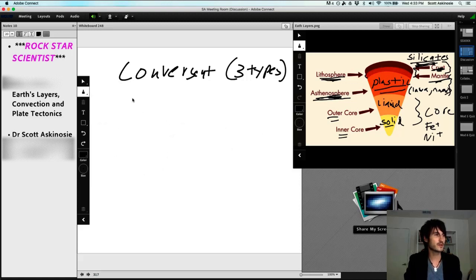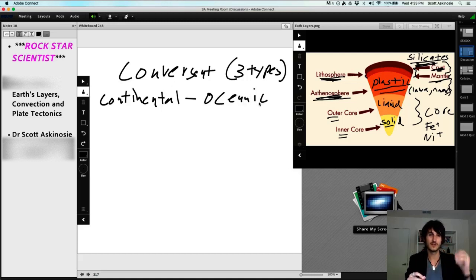So before we get there, though, there are two types of plates. So plates themselves can either be land or they can be underwater. So you can either be a land plate, which we call continental, or you can be underwater, which we call oceanic. So those are the two types of plates.